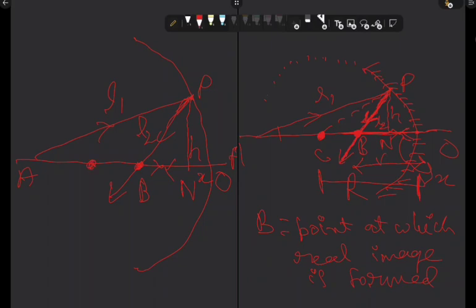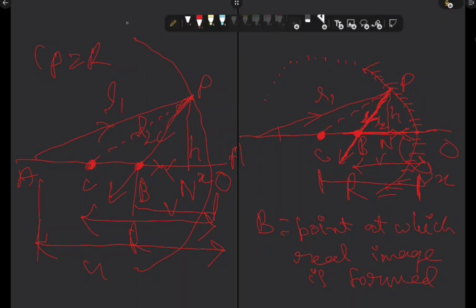C is your center of curvature of this mirror, and the distance from here till here will be equal to R, that is the radius of curvature. This is your object A, so the object distance is equal to U. B is your image, so this will be your image distance V. This dotted line, which is normal to the spherical mirror, this CP, will also be equal to R only.